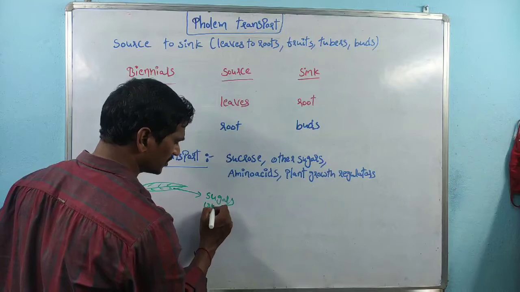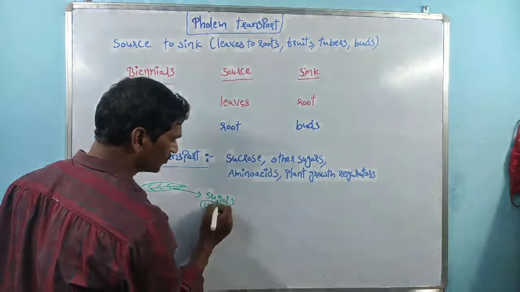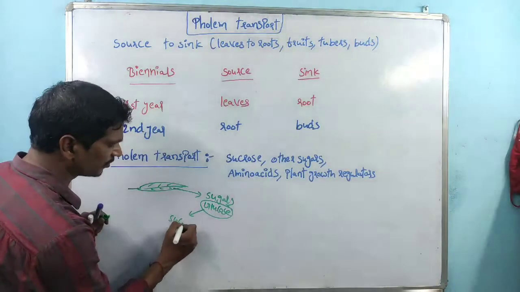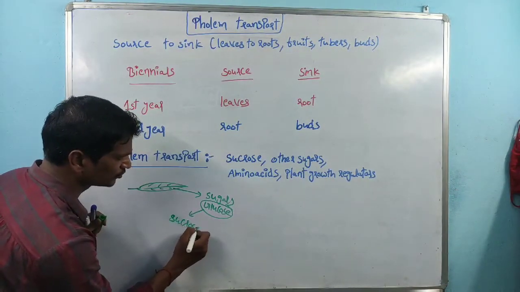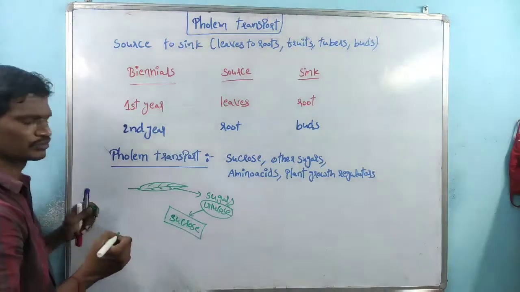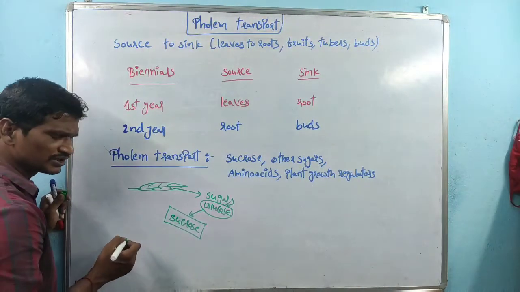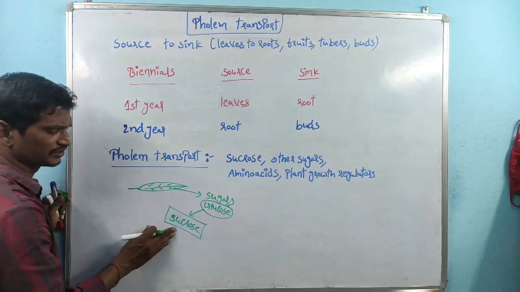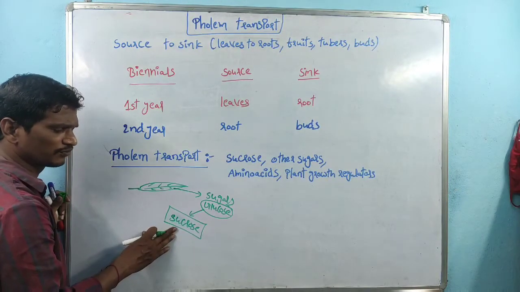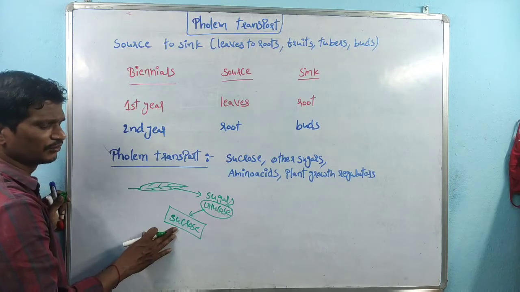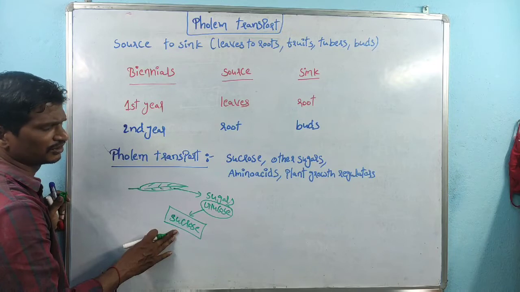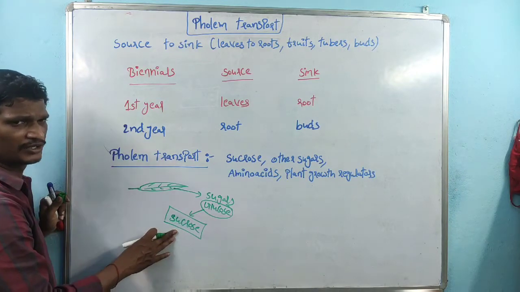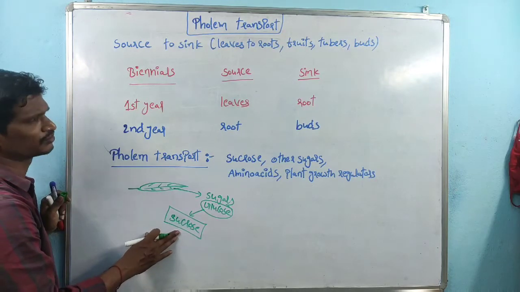Here sugars are nothing but glucose molecules. The glucose molecules are converted into sucrose, right? So that sucrose is the transport form of the carbohydrates, because we know sucrose is a non-reducing sugar. So the carbohydrates are transported in the form of non-reducing sugars, that is nothing but sucrose, right?